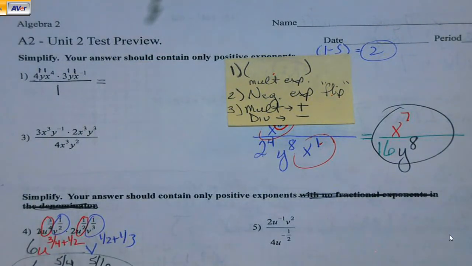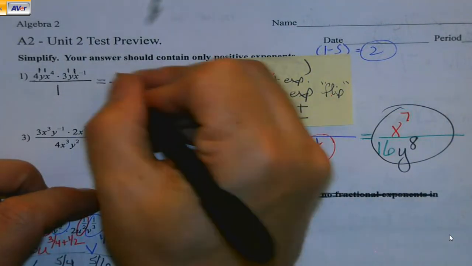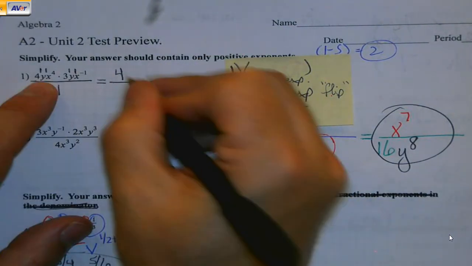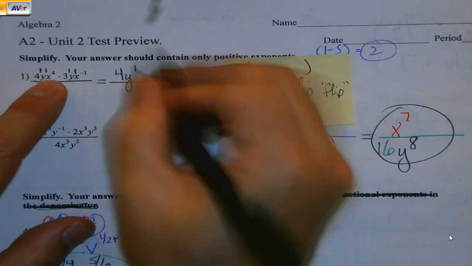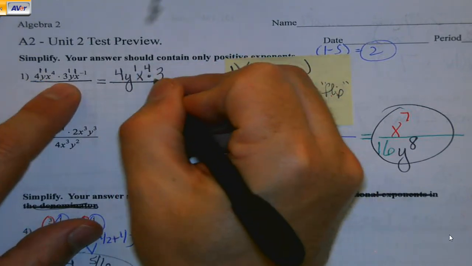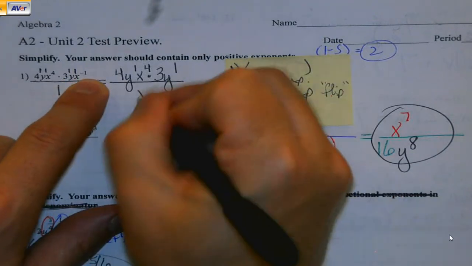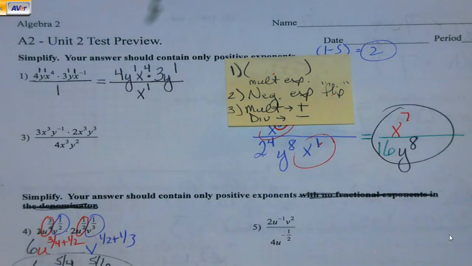So, it looks like a lot of this is going to get to stay right where it is. The 4 stays. The y to the first stays. The x to the fourth stays. Wow, most of this stays. 3. Y to the first. The only thing that's going to flip is that x to the negative first. So once we get that flipped, now we get into all of our multiplying and dividing stuff.